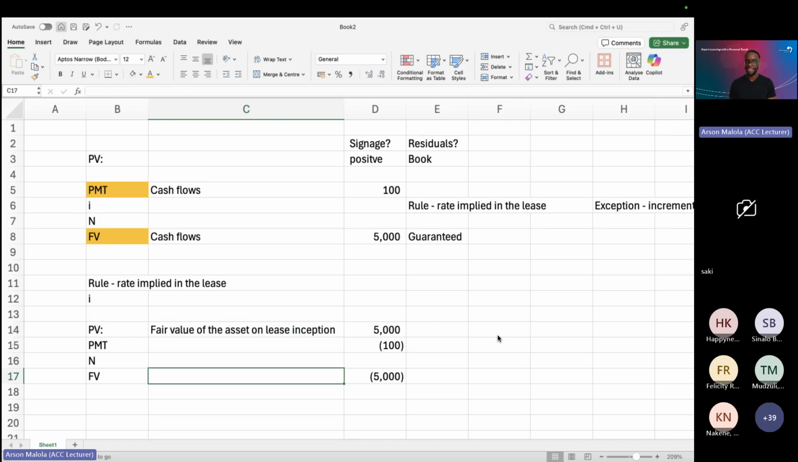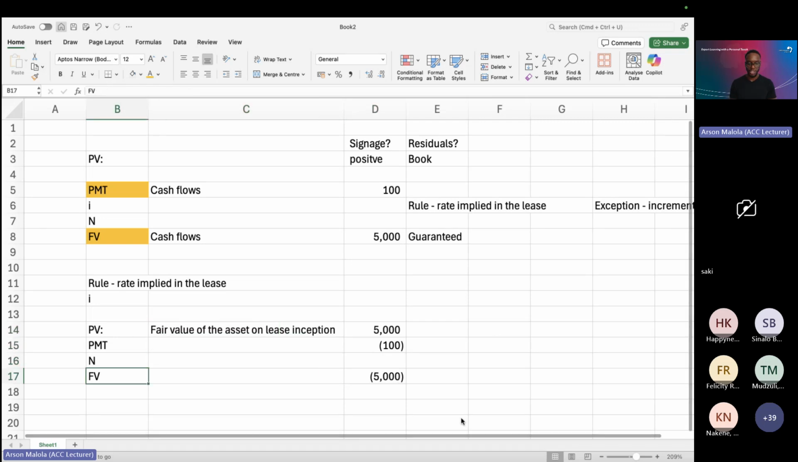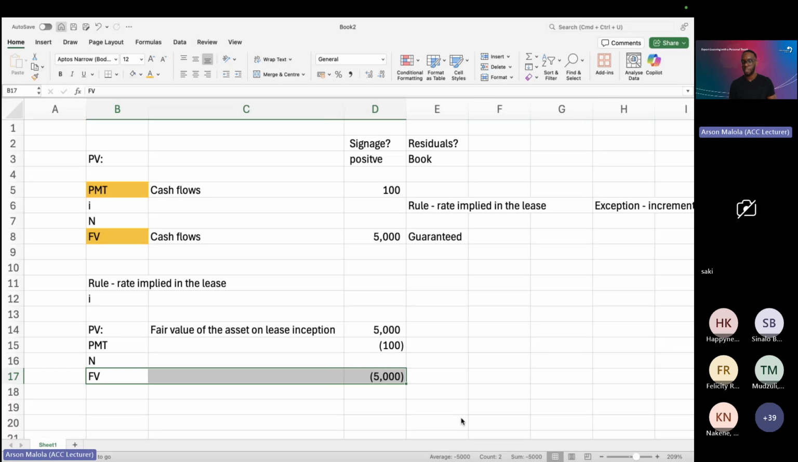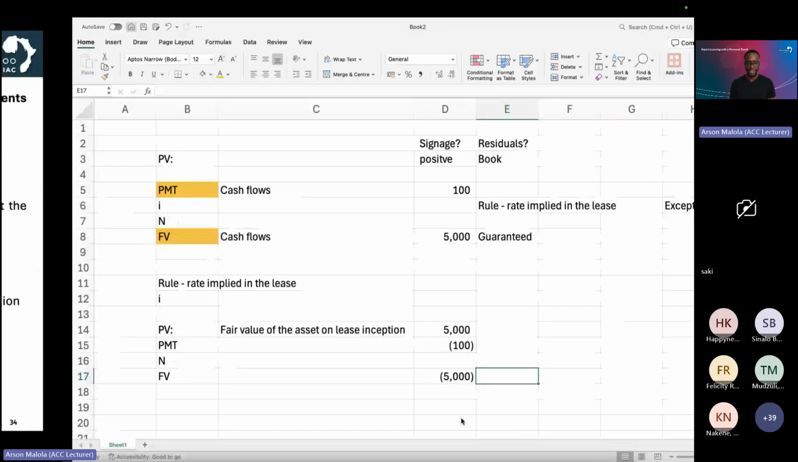And then another key thing, back to the guaranteed, unguaranteed. I could get the question. I'm going to preempt the question, but also now, how do we know whether or not to put the guaranteed or unguaranteed residual into my future value? I always forget. I always get this wrong. Answer is in the accounting standard.